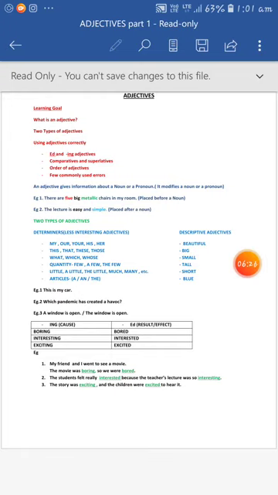Now let us take one example. Which team won the match today? So if I say which team, team is of course a noun. So which has followed a noun. Henceforth, it is an adjective.